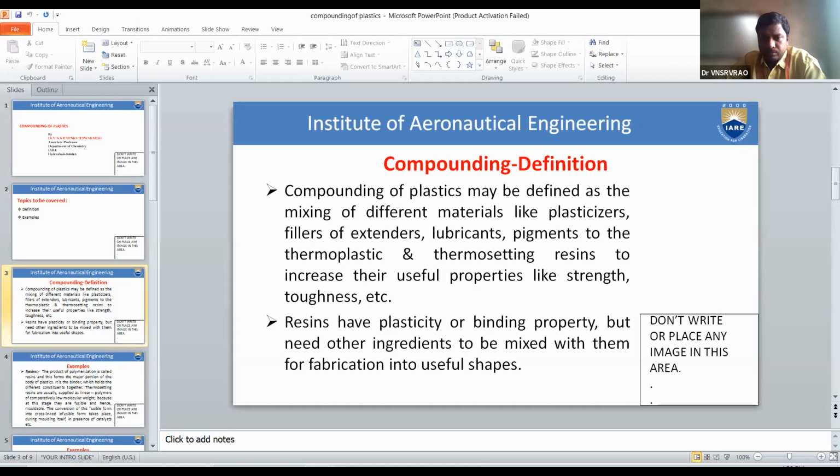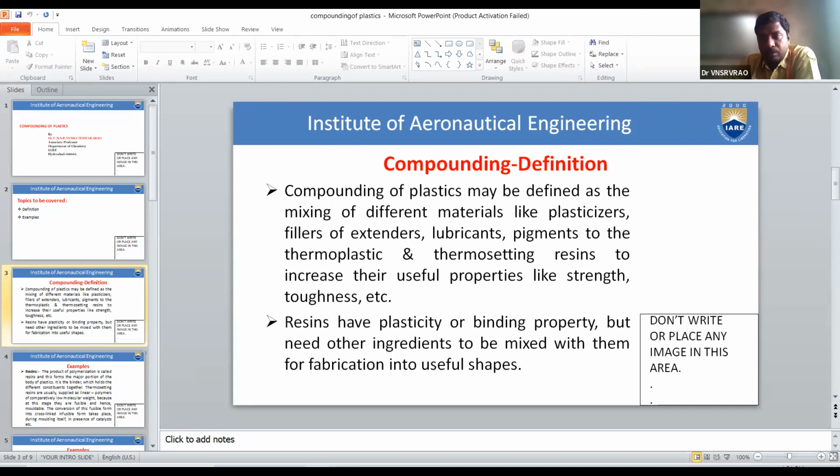So in order to avoid such problems, we add ingredients like plasticizers, fillers, lubricants, and pigments from the outside. So that is called compounding of the plastics, for the purpose of improving the strength and toughness properties of the plastics. First of all, we see resins. Resins have the plasticity or binding property, but need other ingredients to be mixed with them for fabrication into useful shapes. So plasticity means plastics have the property of plasticity.